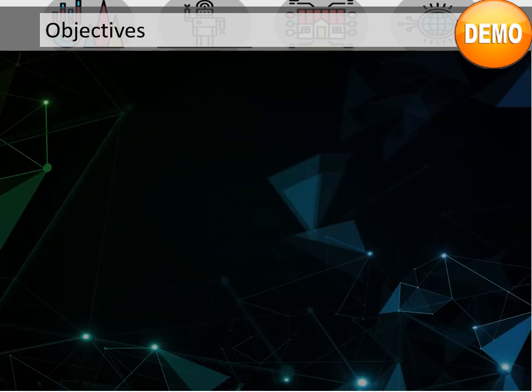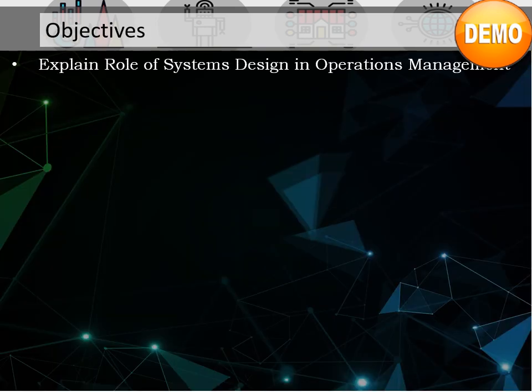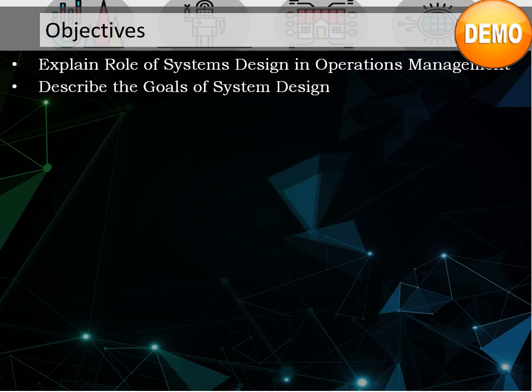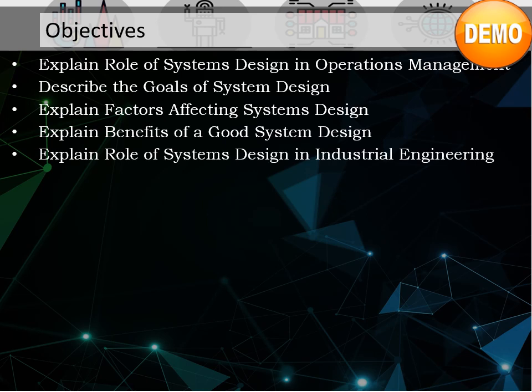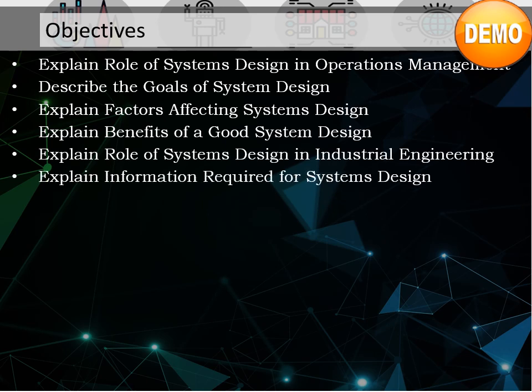Let's go through the course objectives. Explain role of systems design in operations management. Describe the goals of system design. Explain factors affecting systems design. Explain benefits of a good system design. Explain role of systems design in industrial engineering. Explain information required for systems design.